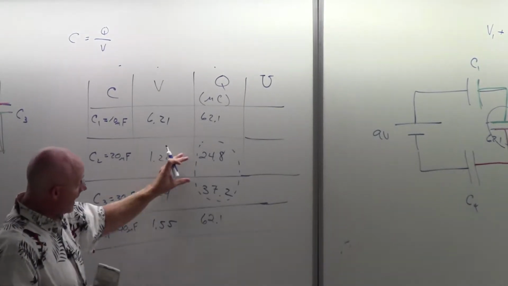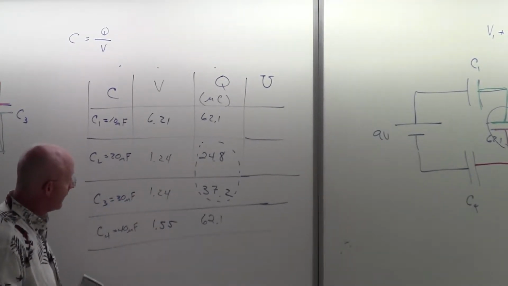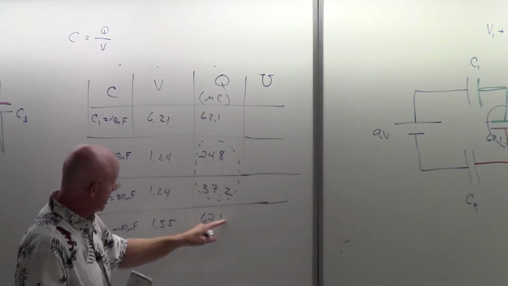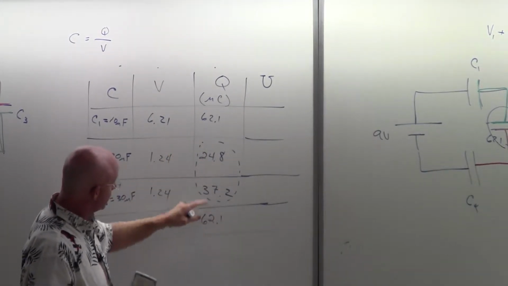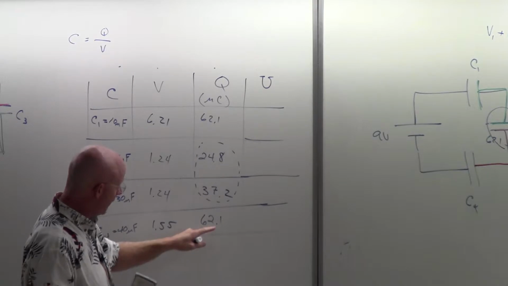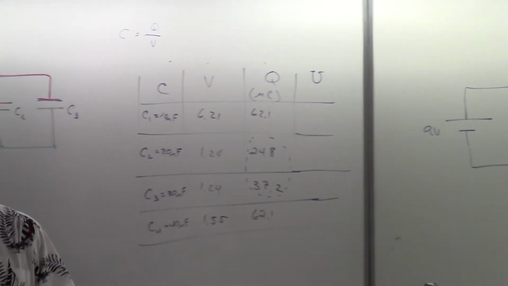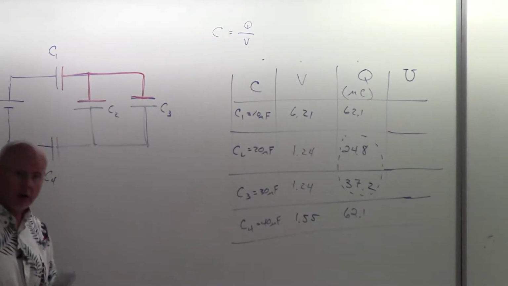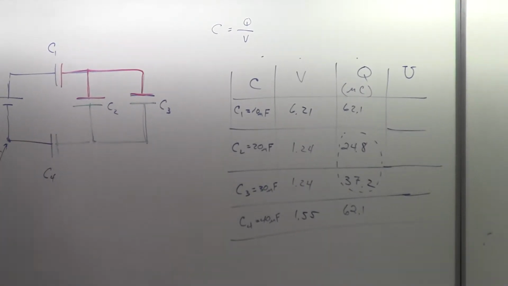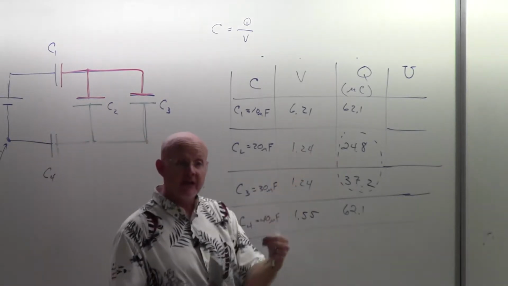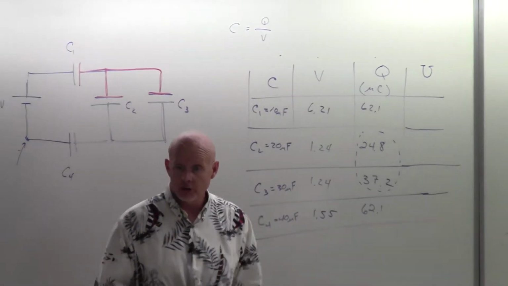So these should add up to C4. Do they? 10, carry 1, 11, 12, carry 1. Well, other than a rounding in the 10th, it works, right? Good. Also, I mentioned, and I guess I should say, I would call that conservation of charge.